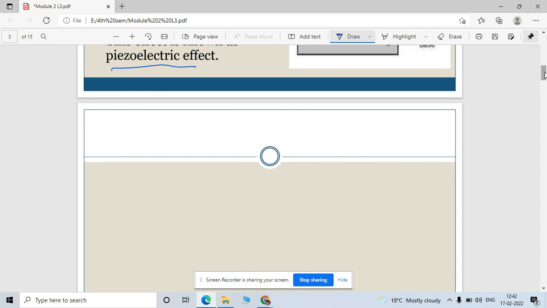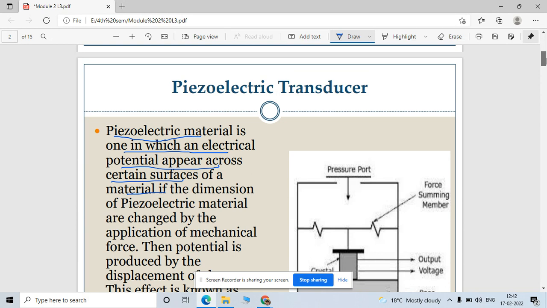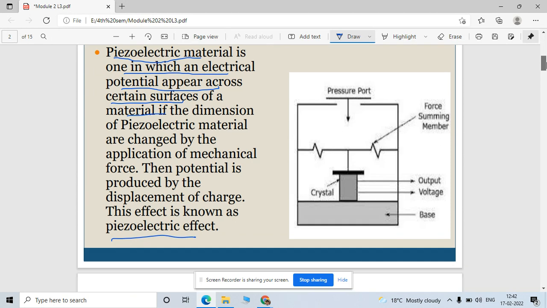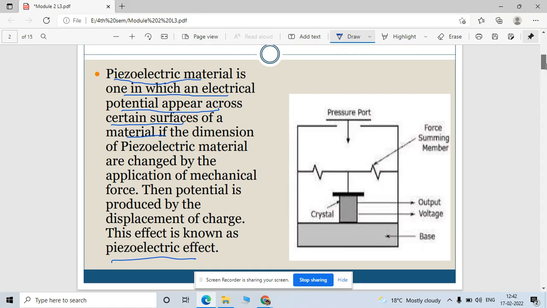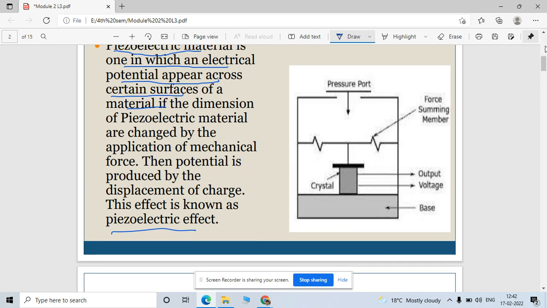In a piezoelectric transducer, no external energy source is required for its working. That's why it is called an active transducer. The LVDT is called a passive transducer, right? In the previous lecture we already saw that. But this transducer is called an active transducer. And one more thing: the reverse process also happens here.